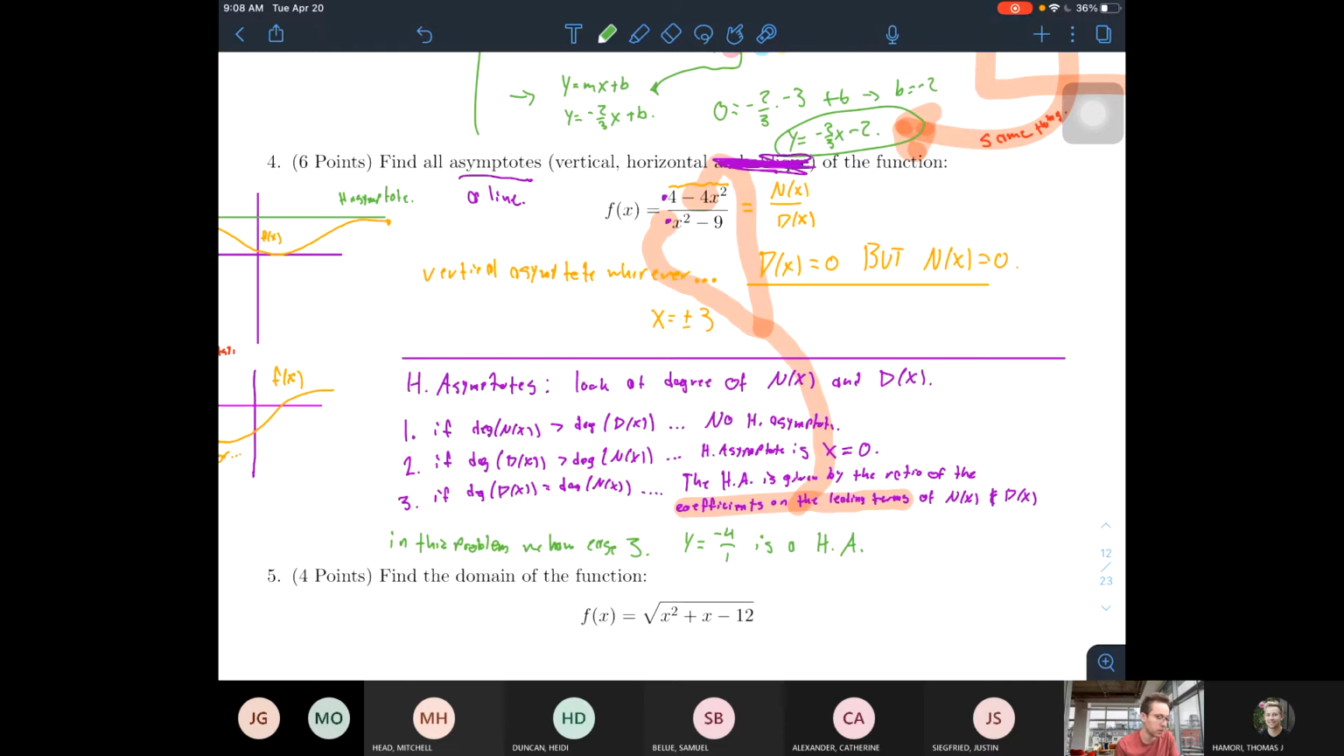And a lot of people wrote, you will have a vertical asymptote whenever the denominator is equal to 0. Those students did lose some points, because it's not entirely true. The denominator can be 0, and if the numerator is also 0, then we would have a hole. So that's not the best characterization of a vertical asymptote. We need the denominator equal to 0 and the numerator not equal to 0.